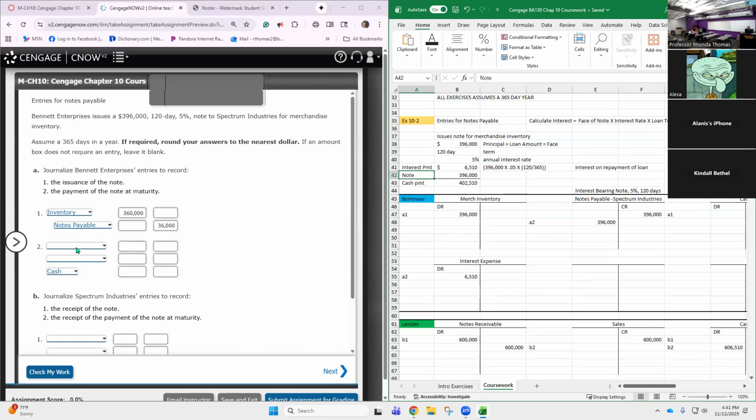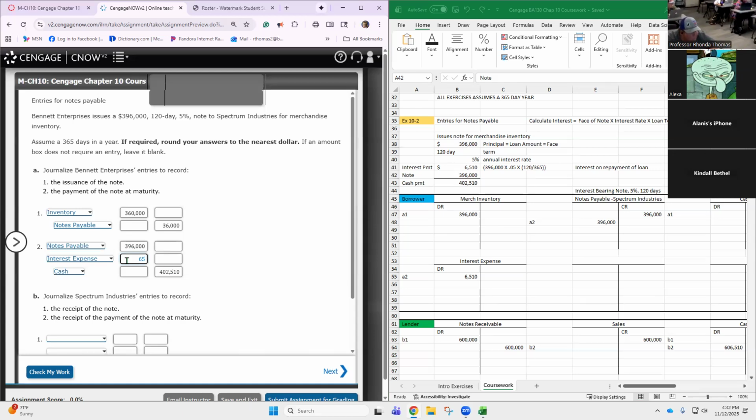Okay, so what we want is we want to get rid of the notes payable when we pay it off. So we determined the payoff amount is $402,510. You get rid of the face of the note. You always put the face in the notes payable, never anything different. So then the other debit is the interest expense that we figured already of $6,510. Okay, we keep our interest separate from the note we're paying.